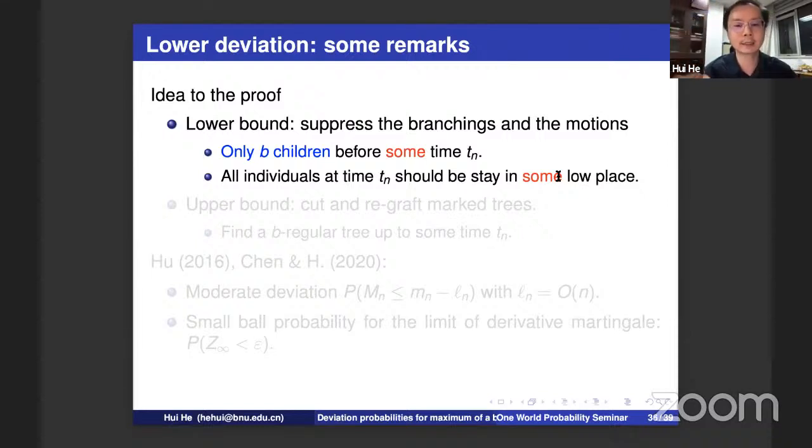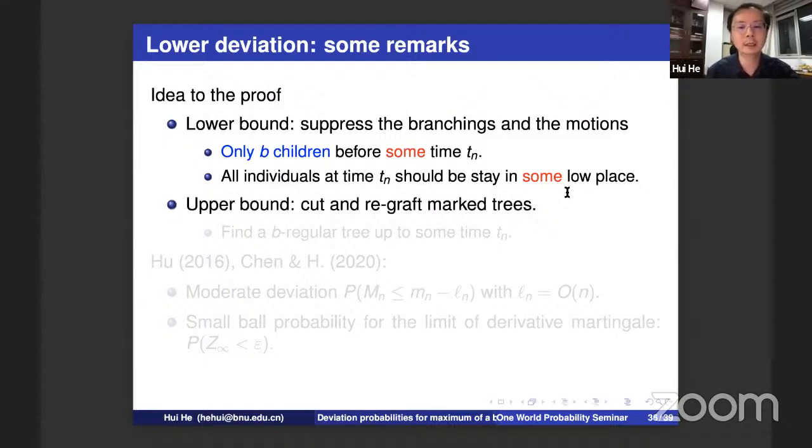Then you can get that the maximum for the whole system at time n is less than a given level. So this is the idea for the lower bound. That's why you can see the little b appears in the limit, okay? And also that's why we need to let all the individuals stay in a very low place. So that's why the left tail of the asymptotics plays a very crucial role for our result. Or this is just a lower bound.